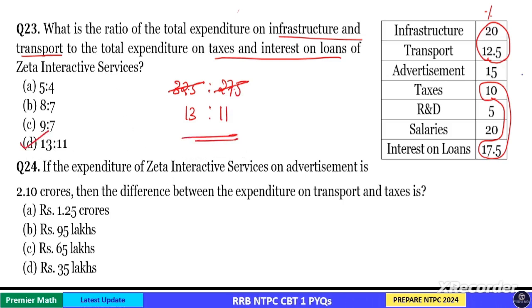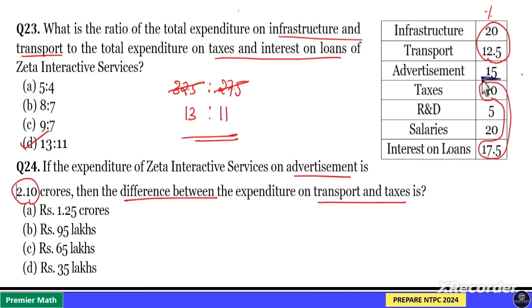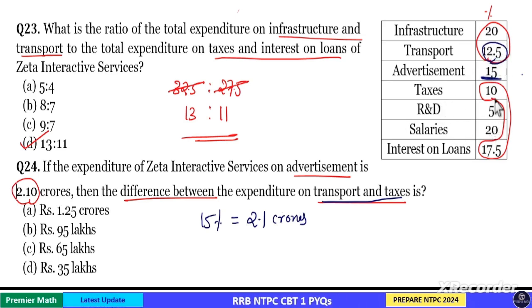13 is to 11. Next: if the expenditure on advertisement is 2.1 crores, then the difference between expenditure on transport and taxes is, here, expenditure on advertisement is 15%. So 15% is equal to 2.1 crores. Then the difference between transport and taxes: transport is 12.5%, taxes is 10%. So 12.5 minus 10% is 2.5%. So we have to find what is 2.5%.